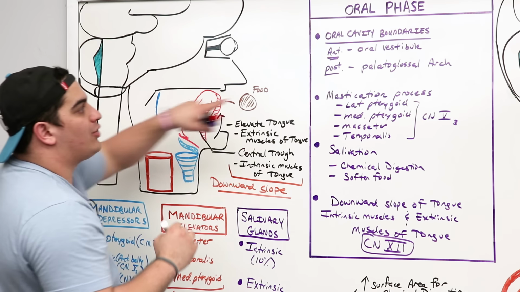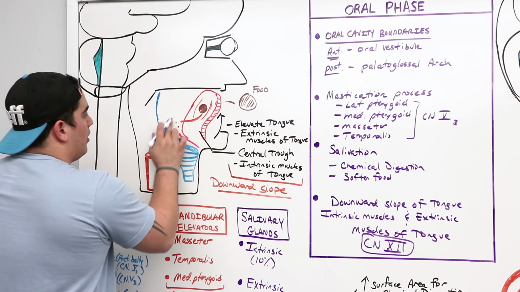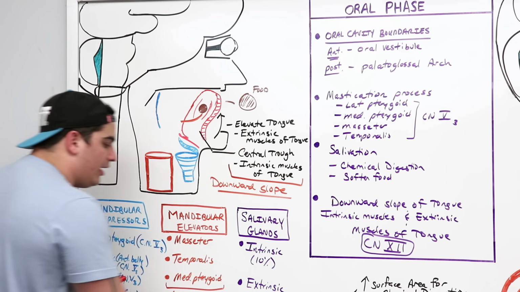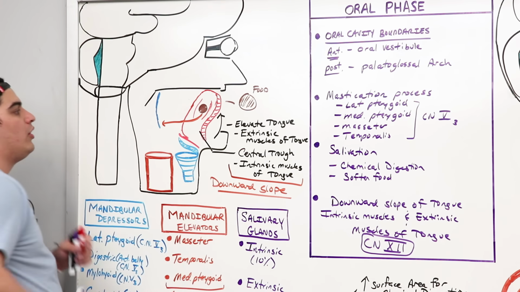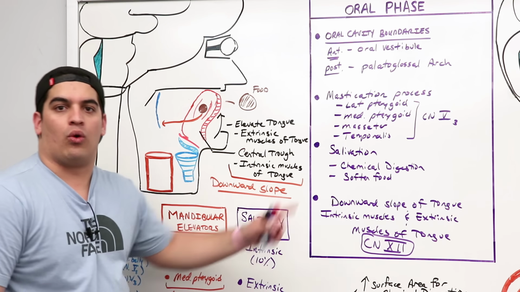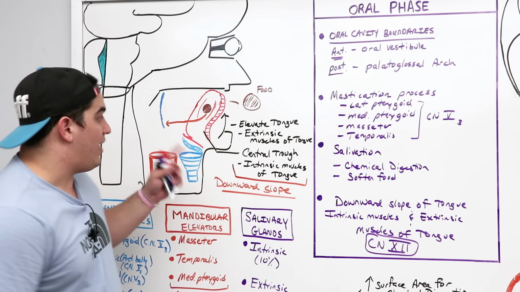This, we said, is the palatoglossal arch. Once the bolus comes into contact, I mean he just even touches this area here, boom, we are no longer in the oral phase. We're going to go into the pharyngeal phase now, okay? So that is what I want you to remember.